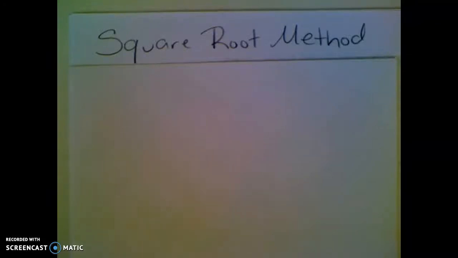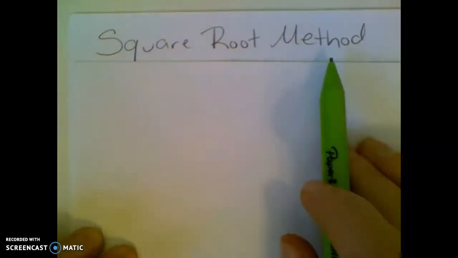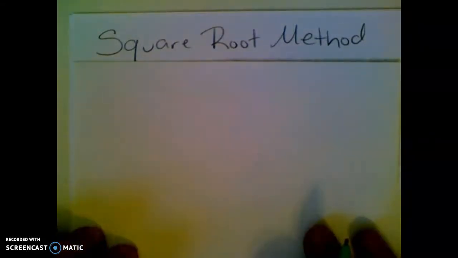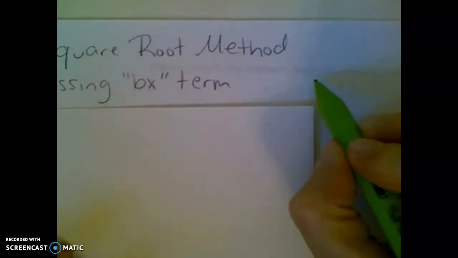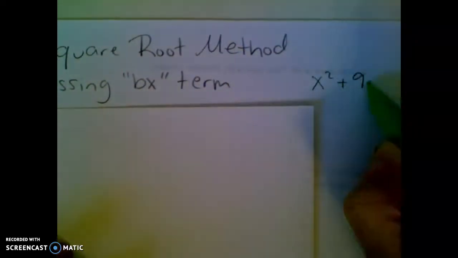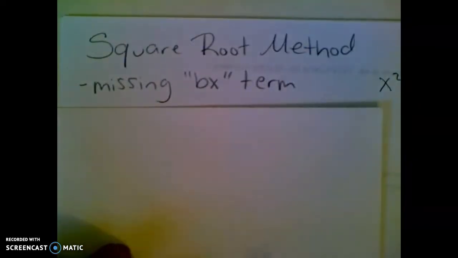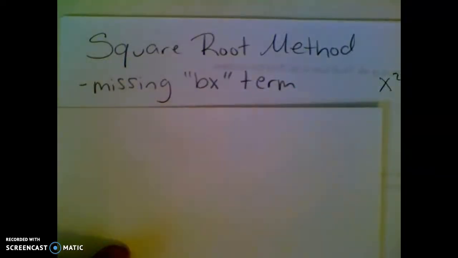It's Friday. Today we're going to learn the square root method. This will be a method we learn to solve quadratics, specifically ones that are missing that bx term. So what that means is you're going to have like x squared plus 9 equals 0 or something like that. So it's not going to have that x value in the middle. So you can only use the square root method when it's missing that bx term and not any other time.